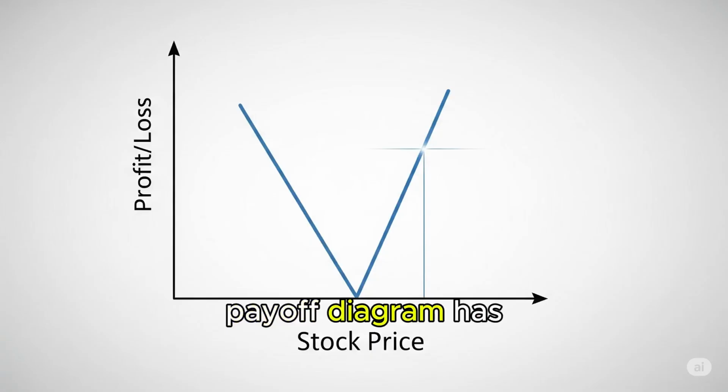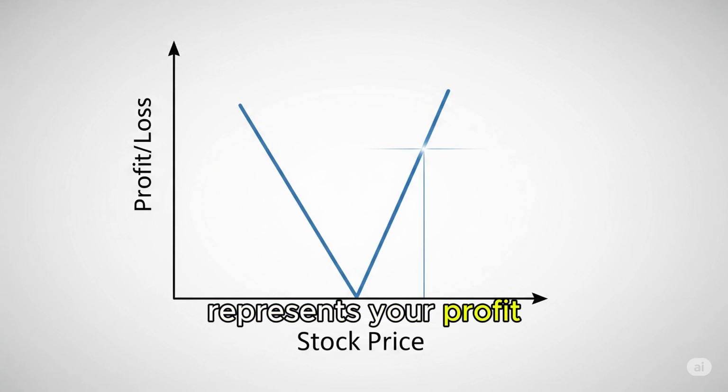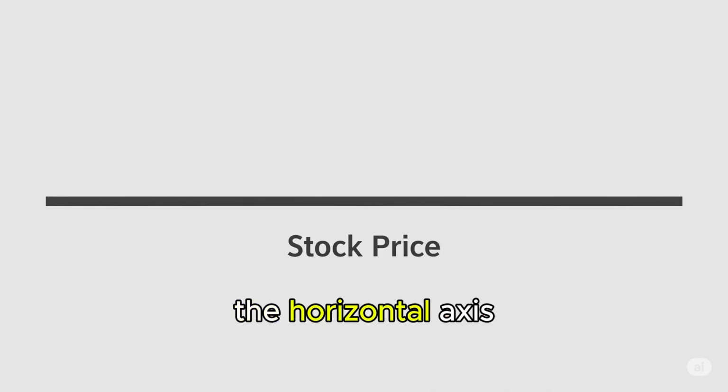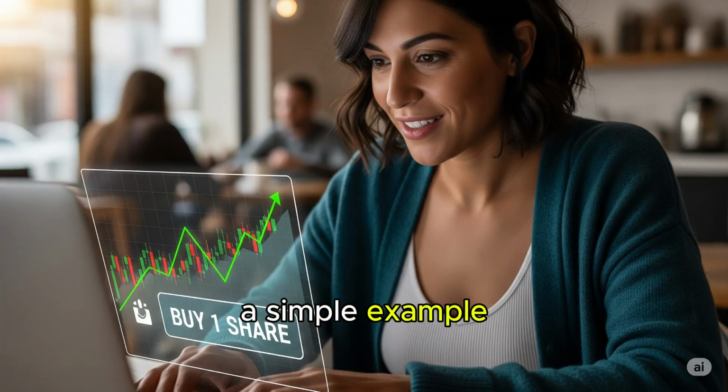A payoff diagram has 2 main axes. The vertical axis, or the y-axis, represents your profit or loss. Anything above the horizontal line is a profit, anything below is a loss. The horizontal axis, or the x-axis, represents the price of the underlying stock on the expiration date of the option contract. Let's start with a simple example that's not an option at all.